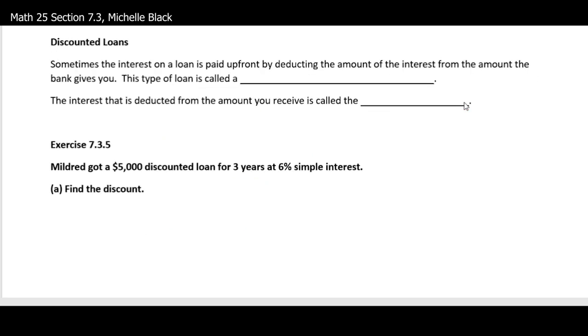Discounted loans. Sometimes the interest on a loan is paid up front by deducting the amount of the interest from the amount the bank gives you. This type of loan is called a discounted loan. The interest that is deducted from the amount you receive is called the discount.